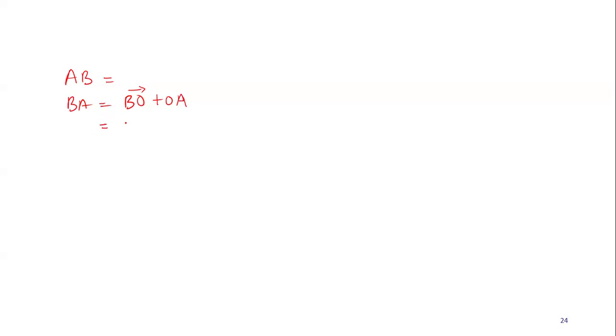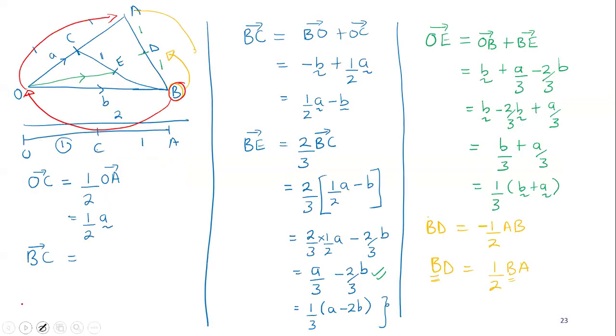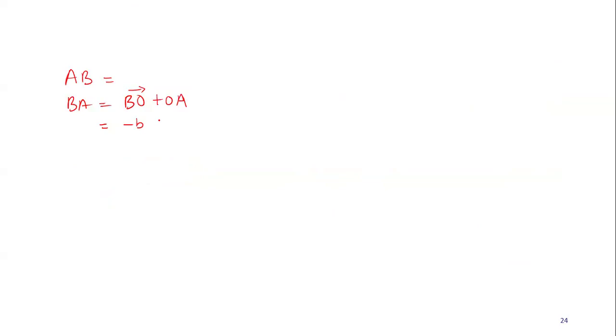Then BO is B. Look at the direction, Pauline. Negative B. Plus A. Good. That will give us A minus B, which is A minus B. Can we go back to BD now?